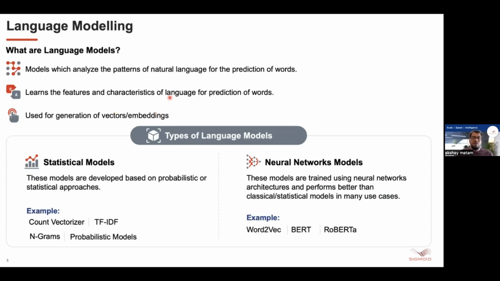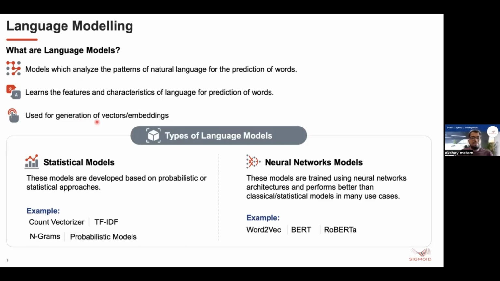So going forward, how can we create it? We have come across language modeling techniques. What are language models? Language models are nothing but models which analyze the patterns, which capture the semantic similarity or the contextual similarity in the words for prediction of the keywords. In that way, we train the model to predict the keywords to observe the features and the characteristics of that language. These language models are used for the vector generation.